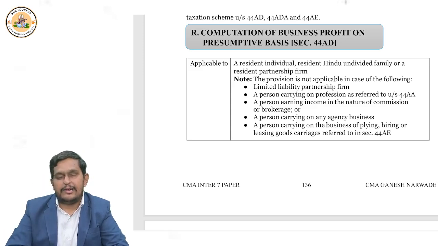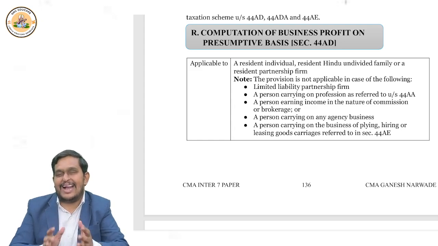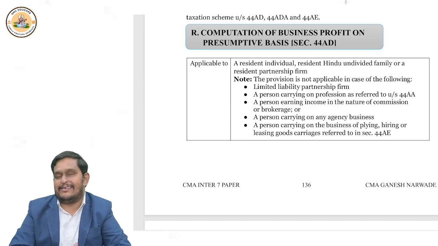Sir, I need not even think about sections 32 to 38? Yes, need not think. Sir, 40 disallowances? Forget about it. 43B, sir? Forget it. 41 deemed income? You forget. So simple a system. Yes, that's what section 44AD is.